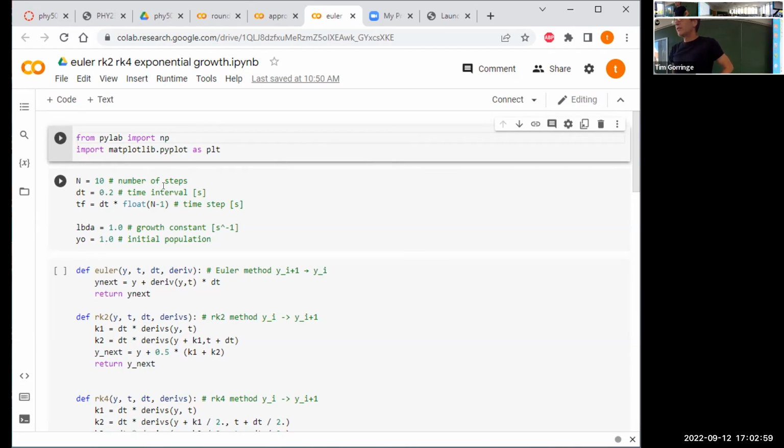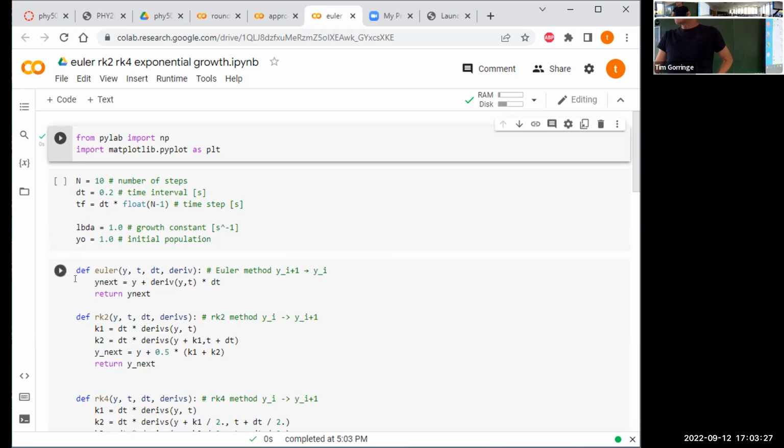Okay, so here's my code. Again, it would be impossible for me to type this out in here. We'd be here till Christmas. But I'm just going to walk us through it. So I just imported the math library here and plotting library here.